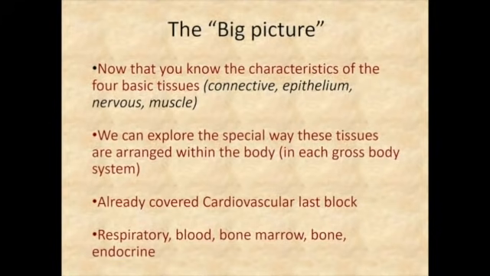The big picture. We're going to continue with this big picture. We already know the 4 tissue types: connective, epithelium, nervous, and muscle. And now for the rest of this block, we're going to go through all of the systems that we have and really talk about the histology of all of the organs. And then by the end, you should hopefully be prepared to take that shelf exam.